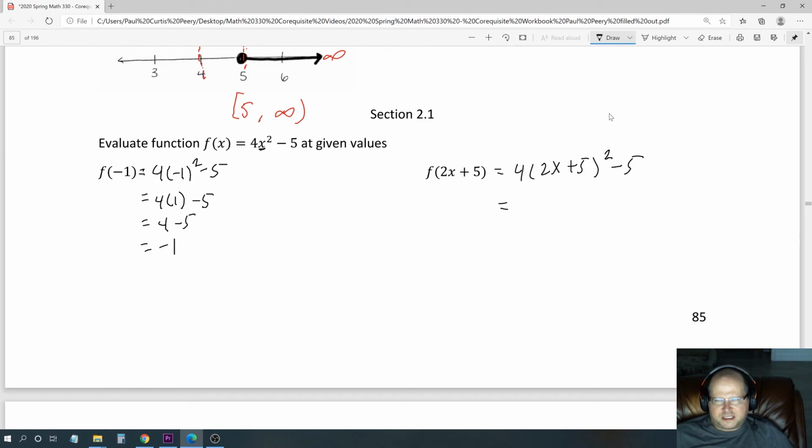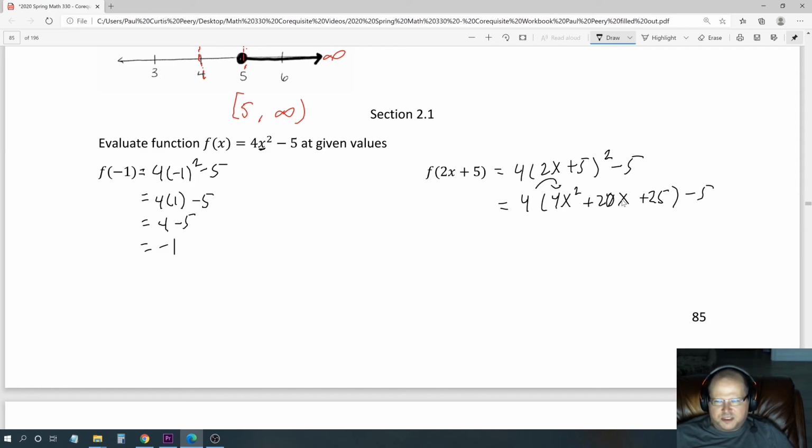We're going to simplify this a little bit. I'm going to use a pattern on the first one. That's going to be 2x times 2x, which is 4x squared. Then 2x times 5 is 10x, and 10x doubled is 20x. And then 5 times 5 is equal to 25. And then we're going to keep the negative 5.